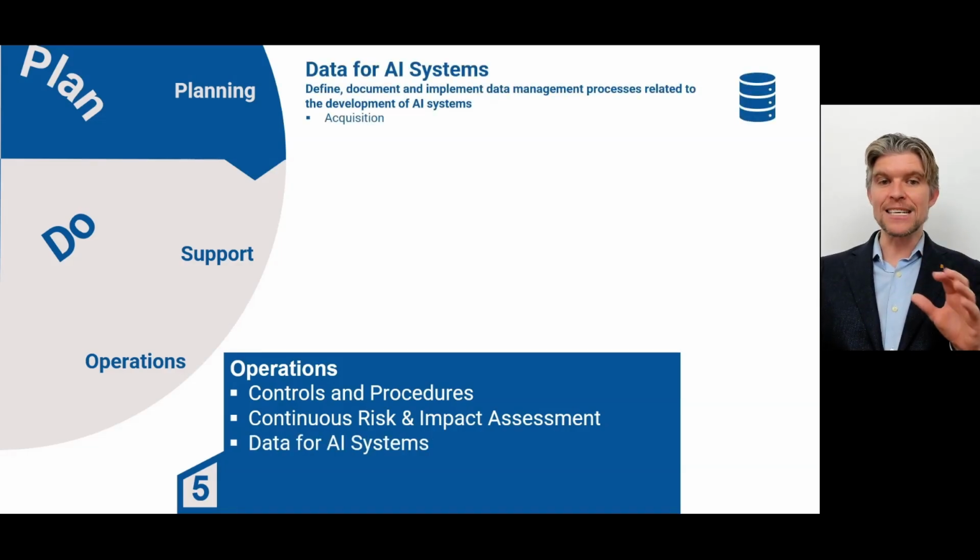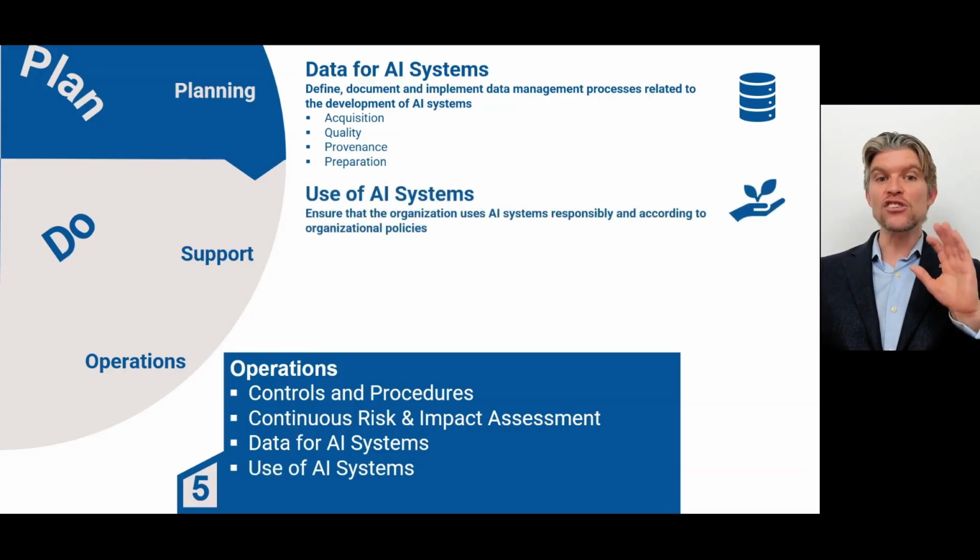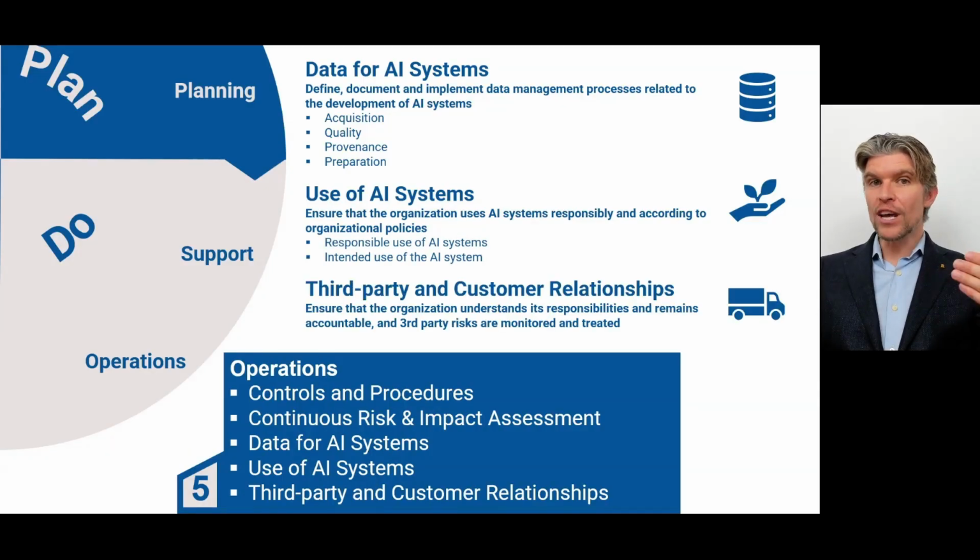Looking at the data for AI systems, you look at the acquisition, the quality, the provenance, and the preparation of that data to make sure that your system is working exactly as intended and that it is used in the appropriate way. When you are working with third parties, and I'm talking about suppliers and clients or even partners, your responsibilities, even for the AI system, are properly defined between all of these different parties.